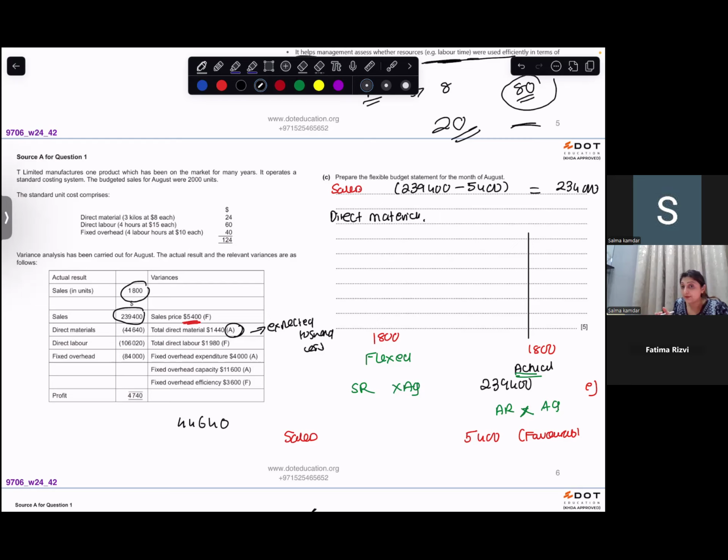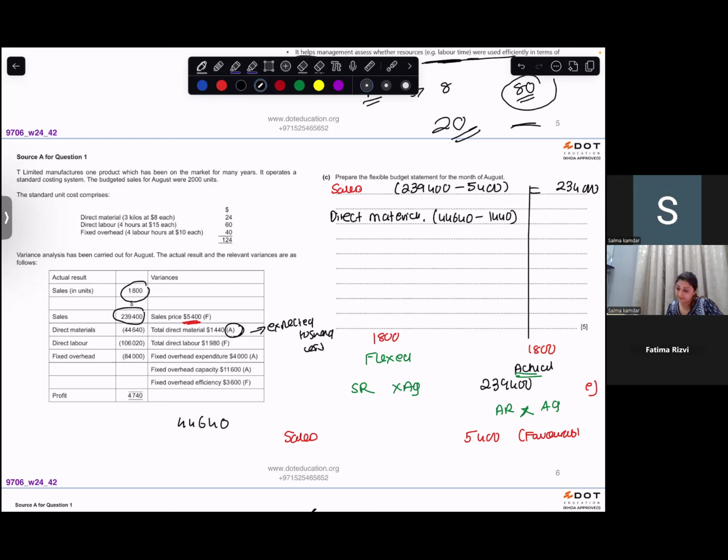So if you want to go to that less part which you had expected to spend, what will you do? Minus it. Minus what? 1440. Minus 1440.